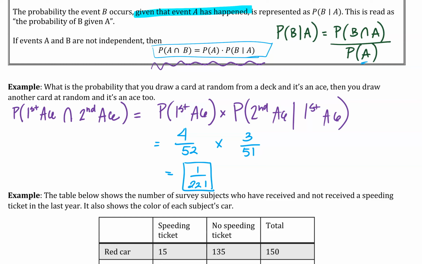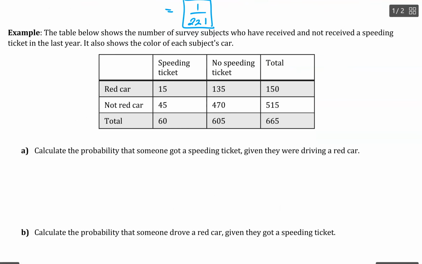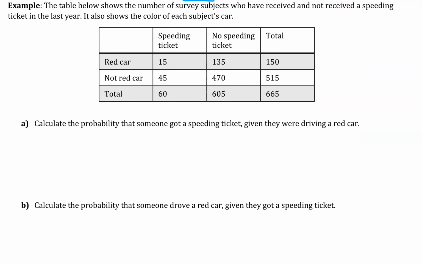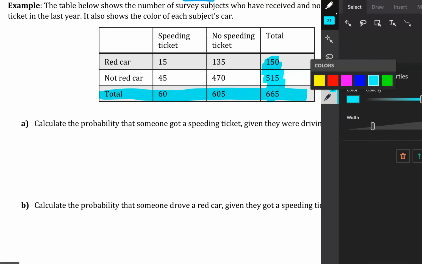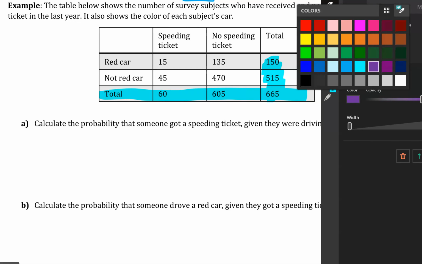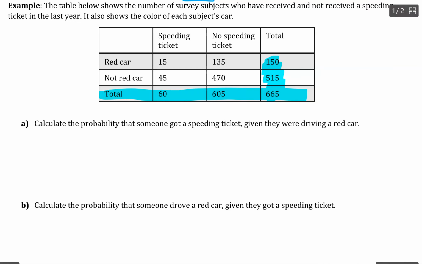Let's try one more conditional probability problem. This table below shows the number of survey subjects who have received and not received a speeding ticket in the last year. It also shows the number of their cars, just data that we collected. As you can see here, the bottom is the total and the right side is the total. So we will keep those in mind when we need to use them. Okay, part A says calculate the probability that someone got a speeding ticket given they were driving a red car.